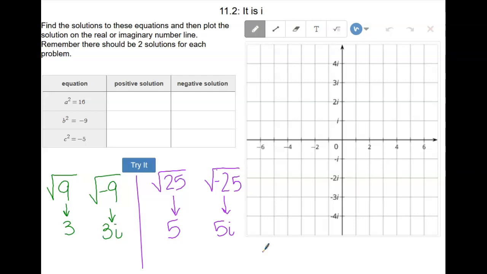And then in the next video, we'll go a little bit quicker. We'll talk about how to add, subtract, and multiply, and then find missing parts.